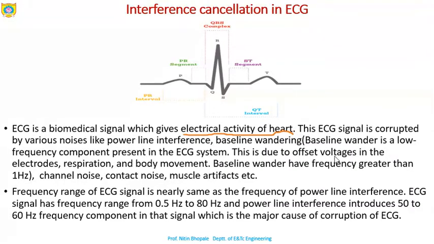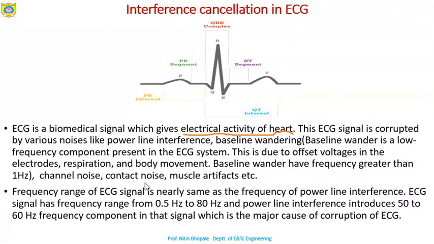So all these offset voltages arise whenever the ECG is being measured for any patient. Certain electrode sensors are mounted for his heart, and accordingly respiration as well as body movement can create this offset voltage. Baseline wander has frequency greater than 1 hertz. This is a very important point, because of which the interference occurs.